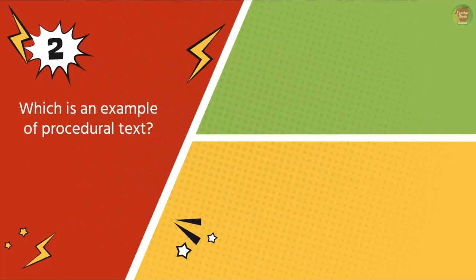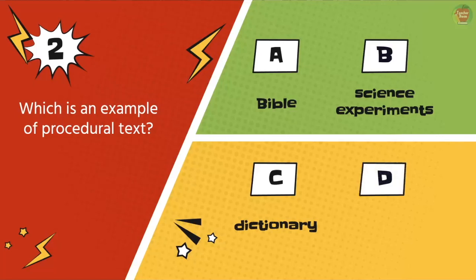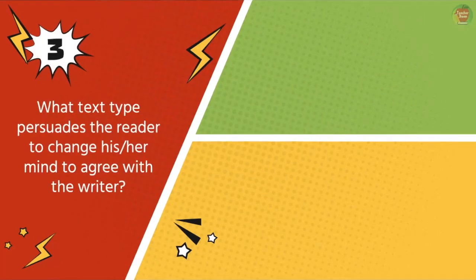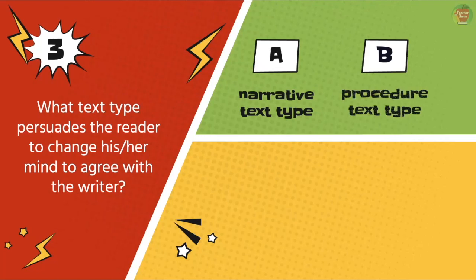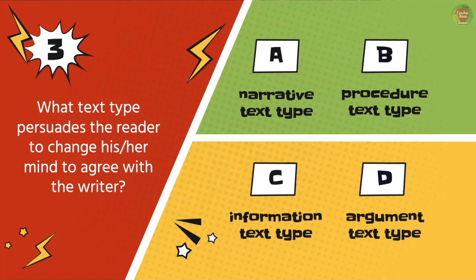2. Which is an example of procedural text? A. Bible. B. Science experiments. C. Dictionary. D. Magazine. 3. What text type persuades the reader to change his or her mind to agree with the writer? A. Narrative text type. B. Procedure text type. C. Information text type. D. Argument text type.